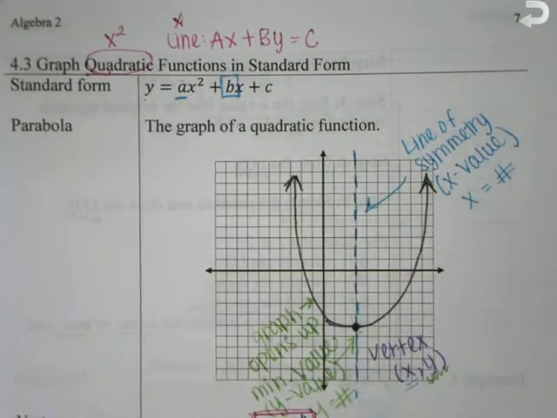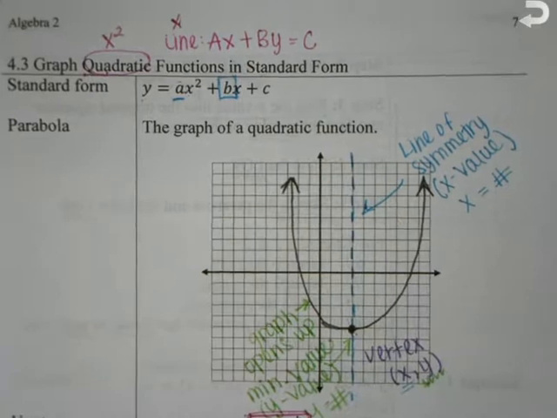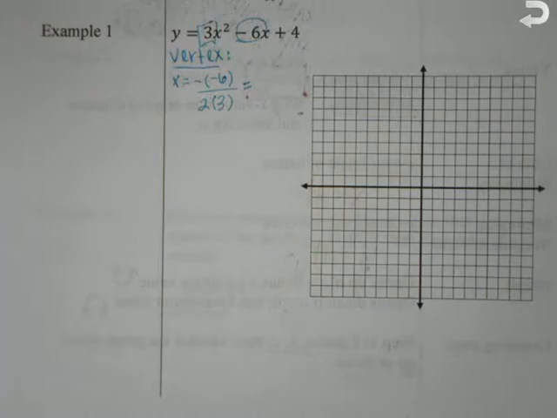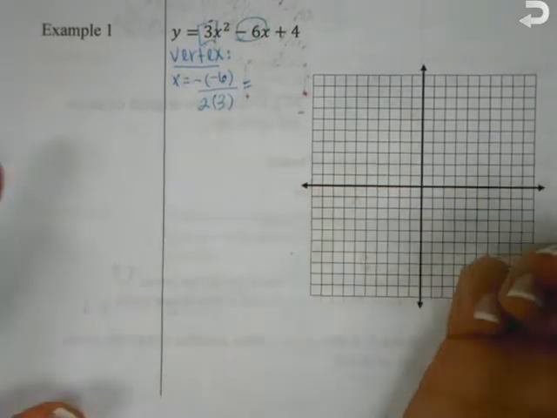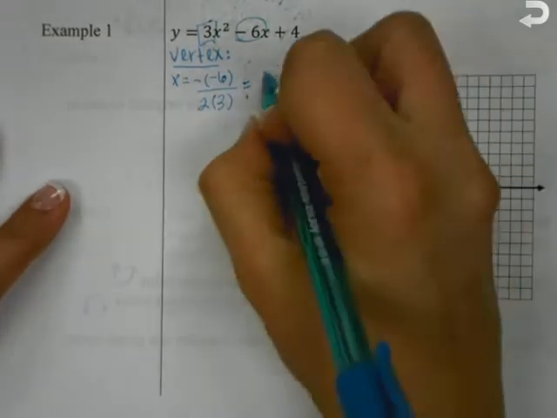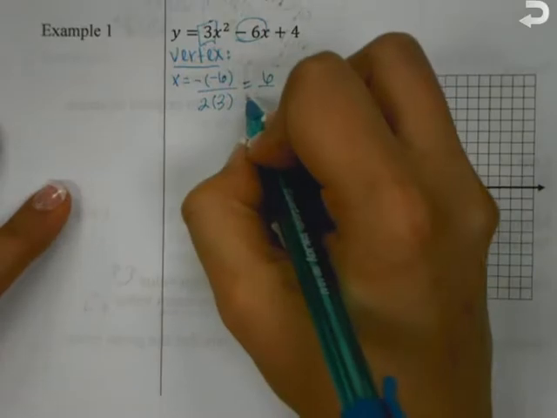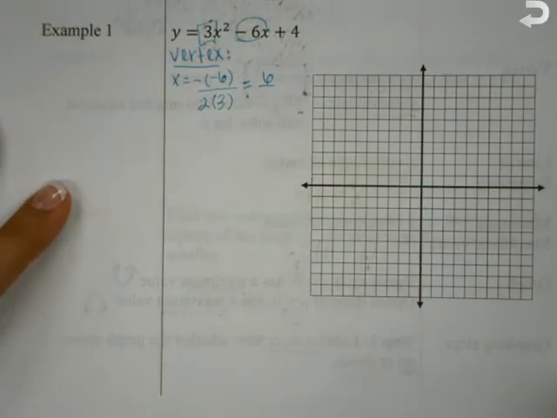Alright, so let's simplify this. We have negative 6, so what does that turn into? Positive 6 over what? 6, which reduces to 1. So the x-coordinate is 1. How do I find the y-coordinate?